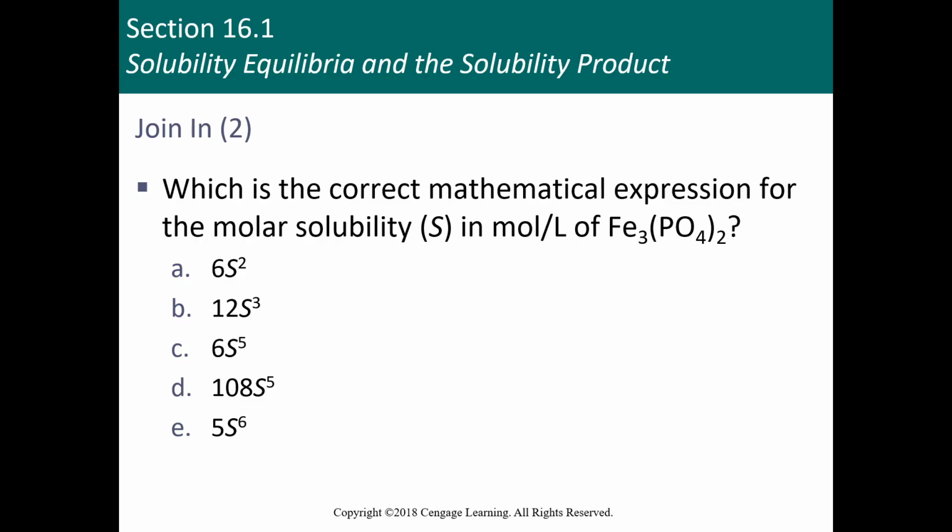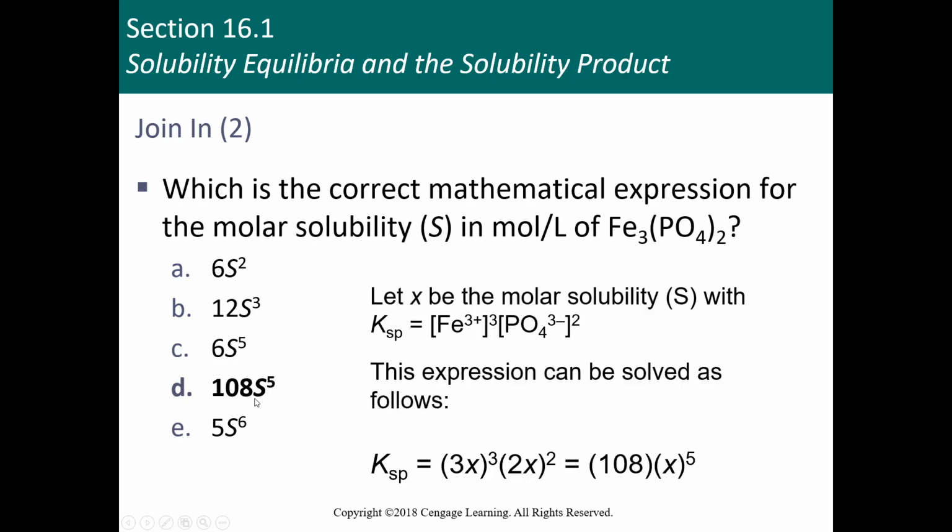Which is the correct mathematical expression for the water molar solubility, S, in molarity of Fe3(PO4)2? Okay, so notice these all have S's in them. So these are all going to be multiples of S. So what you need to do is get your KSP expression. Again, how do we figure that out? Well, we just use this 3 and 2 right here, don't we? So this 3 will be this power. This 2 will be this power right here.